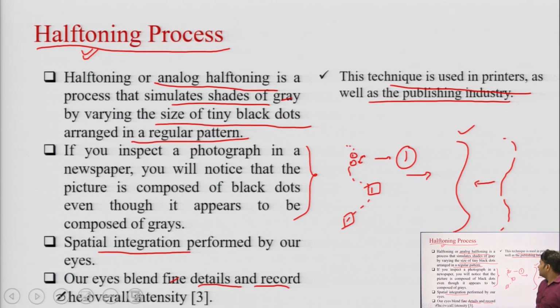The halftoning process is very useful for generating a newspaper that comes from the printers. Very large printers are used to generate a newspaper. We can say the press is the complete printer where we obtain the newspaper. So that process is useful in that particular application.